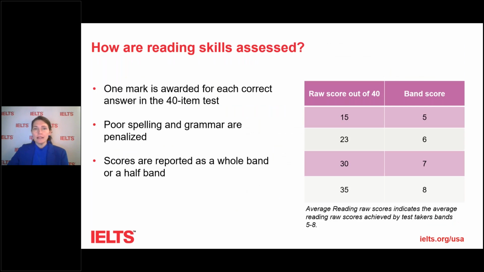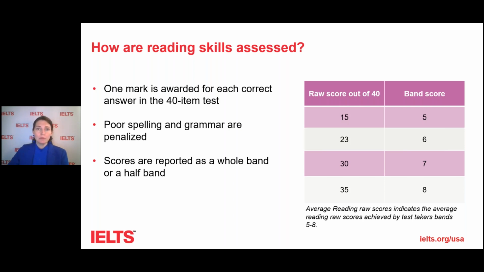Reading skills are assessed by giving 1 point to every question. So there's a possible 40 points that you can get for the reading section. Poor spelling and grammar are penalized, which means that if you do have a sentence completion task, then if you have something spelled incorrectly, you do not get a point.